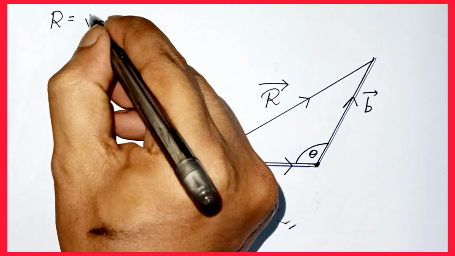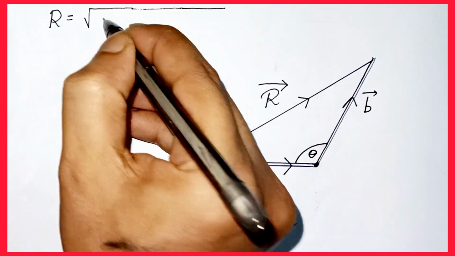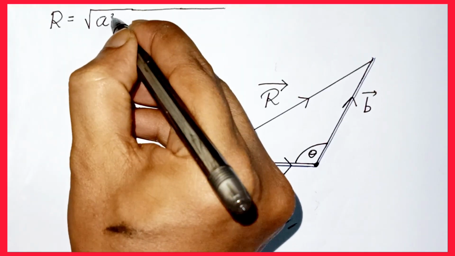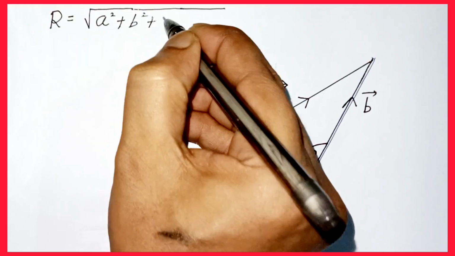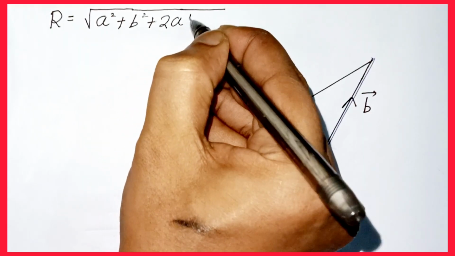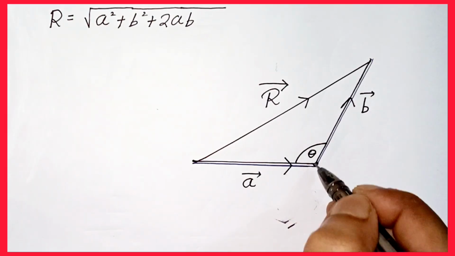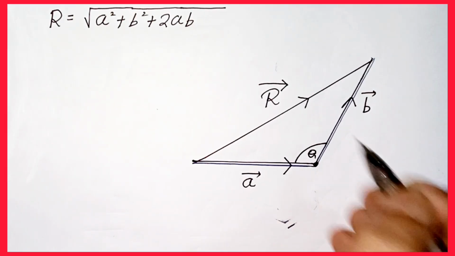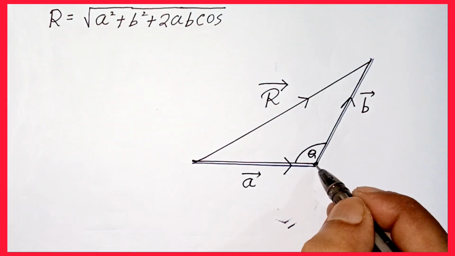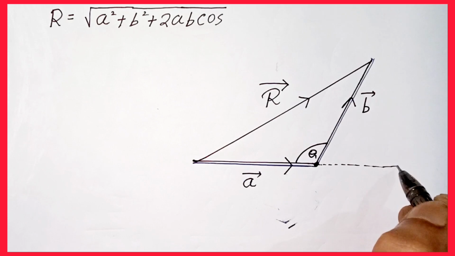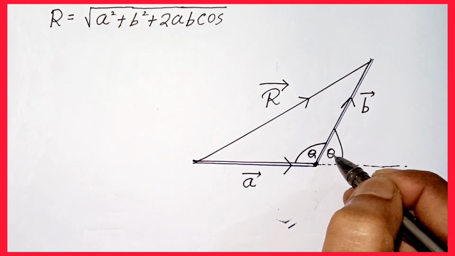Here is the formula of the resultant. There are two formulas, one with plus, one with minus. This is R equals square root of A square plus B square plus 2AB cos theta 2. Wait. If you increase the line of A vector, at first I wrote cos theta 2. If you increase that line, the A vector, let this be theta 2.